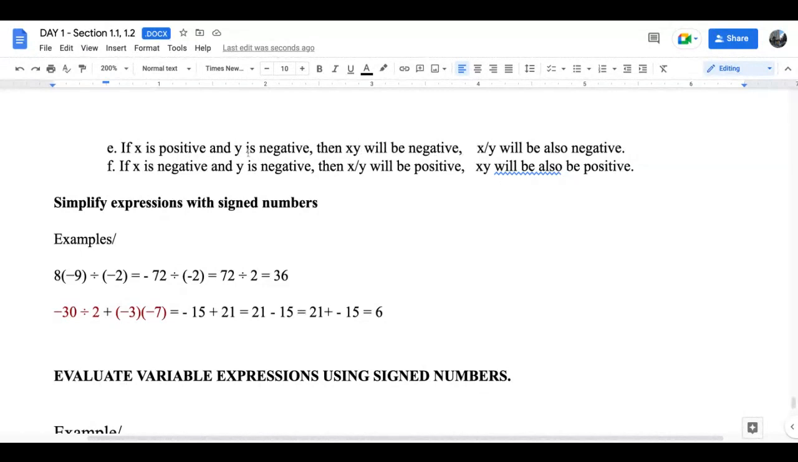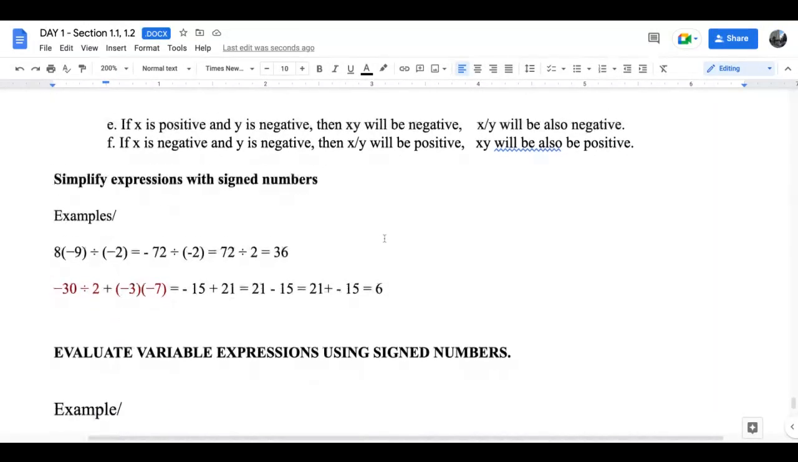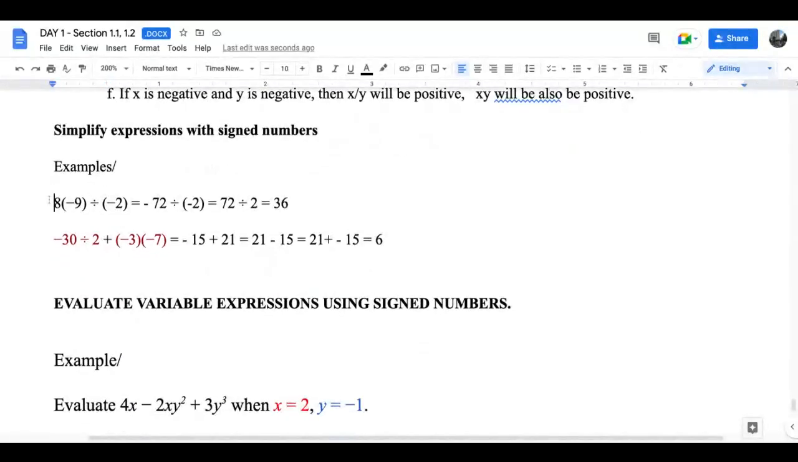So x positive, y negative. Positive divided by negative will be negative. Negative divided by negative will be positive. Let's see this one. Positive times negative will be negative. Negative divided by negative will be positive. Negative divided by positive will be negative. Negative times negative will be positive.